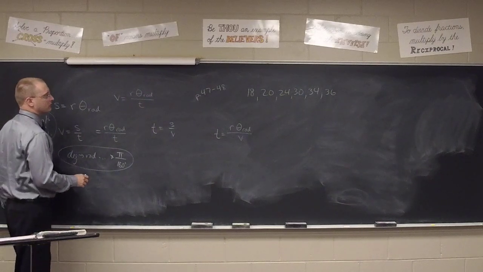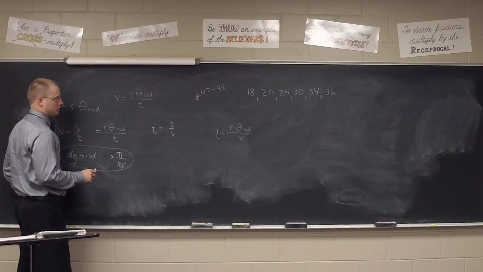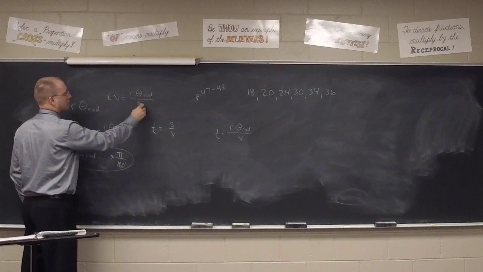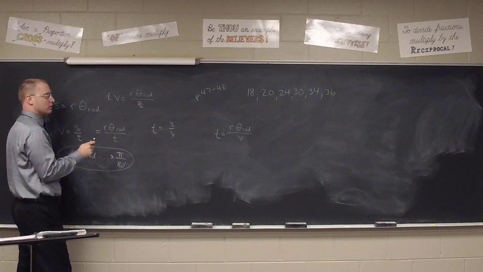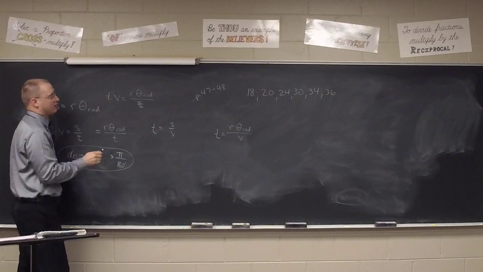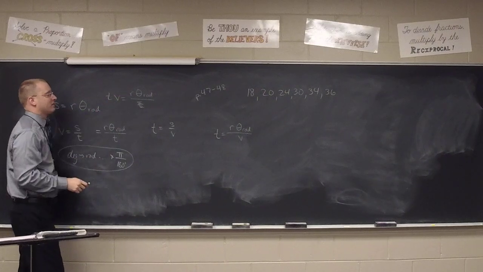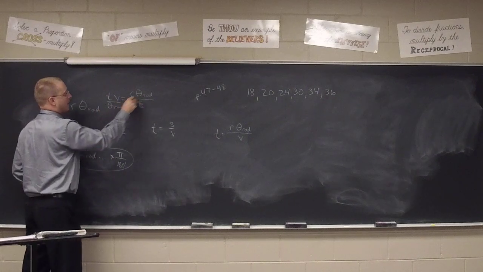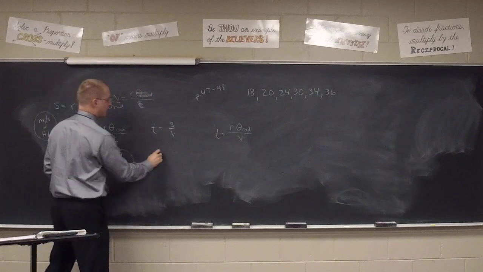So you could alternate it as TV equals R theta rad, and then divide the R away. Well, I want the R. TV over R. I want the R. Divide the theta rad away. There we go. And that'll get us R equals TV over theta rad.